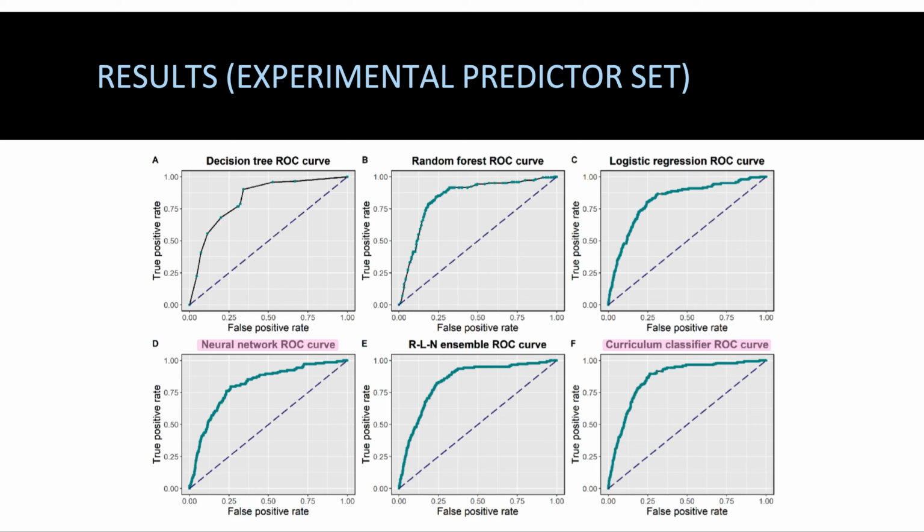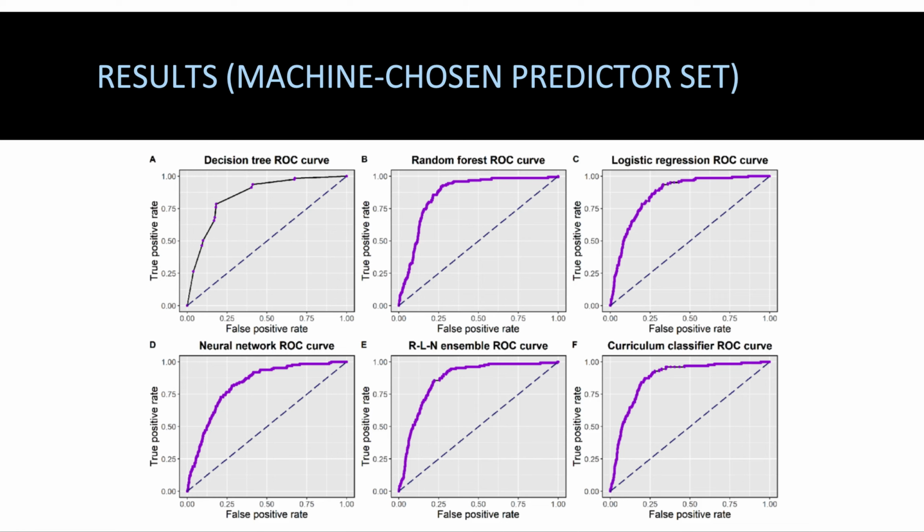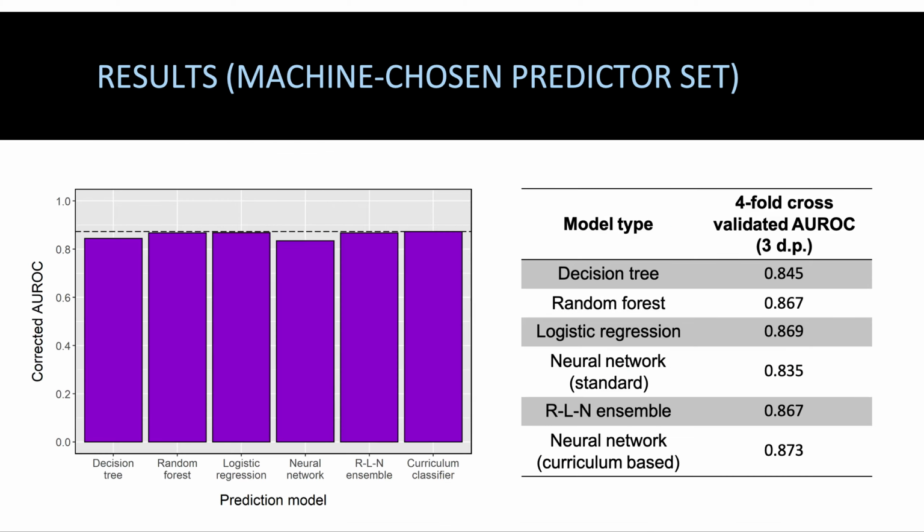If we now plot the areas under these curves, we'll get something like this. The curriculum classifier, shown by the rightmost bar, is clearly seen to outperform all other model types, with an area under the ROC curve of around 0.87. Here you can see the ROC curves for the 6 small cell lung cancer models considered, where the machine-chosen predictor set was used instead. This time, it was a bit harder to see the differences in the ROC curves, but if we plot the areas under these curves, we can again see that the curriculum classifier, again shown by the rightmost bar, outperforms all the other model types, with an area under the ROC curve again being around 0.87.